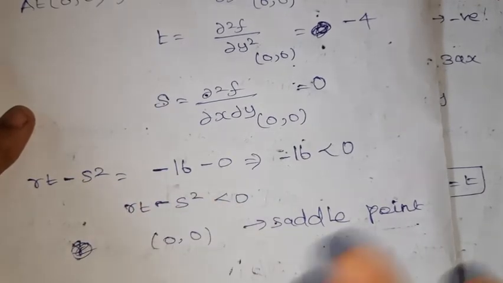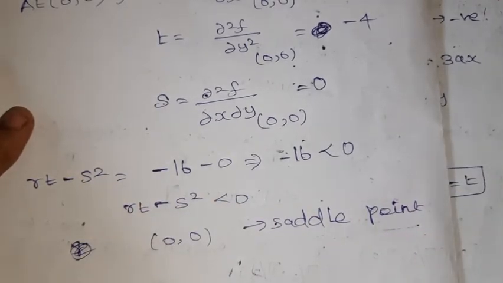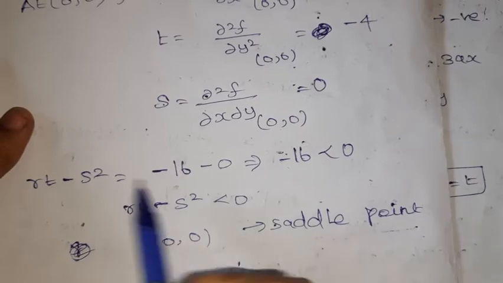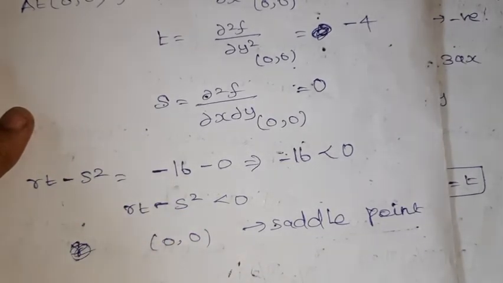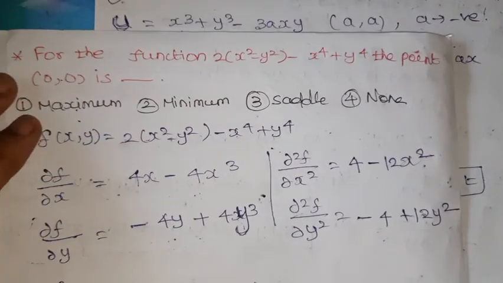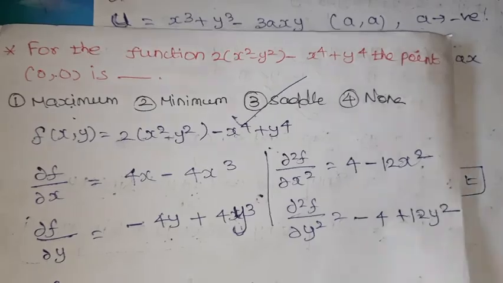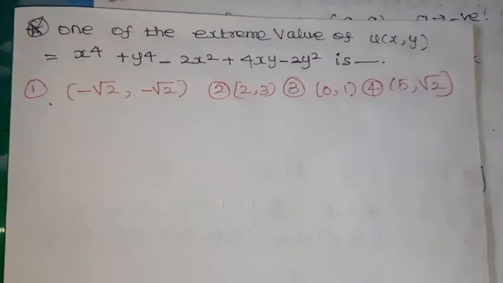If rt minus s squared is greater than 0 and r is greater than 0, the given point is a minimum. If rt minus s squared is greater than 0 and r is less than 0, the given point is a maximum. If rt minus s squared is less than 0, the given point is a saddle point. So for this problem, option 3, saddle point, is the right option.